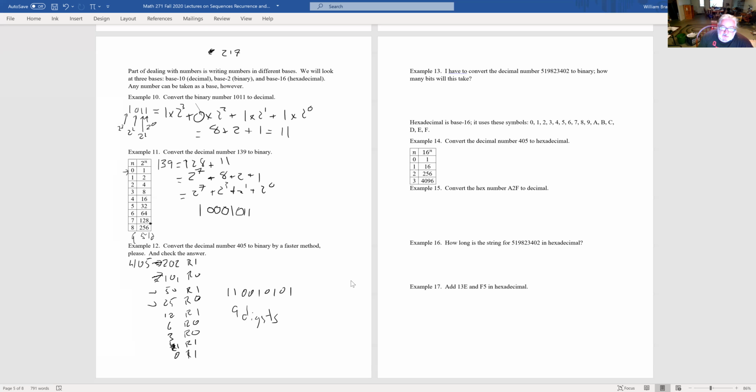Well, what we've seen before is if we can find an n such that 2 to the n is smaller than the number, whatever that number is, and less than another power, then this power, the 2 to the n plus 1, tells you how many digits you've got. So 405 is between 256 and 512, so it needs 9 digits. 139 is between 128 and 256, so it needed 8 digits.